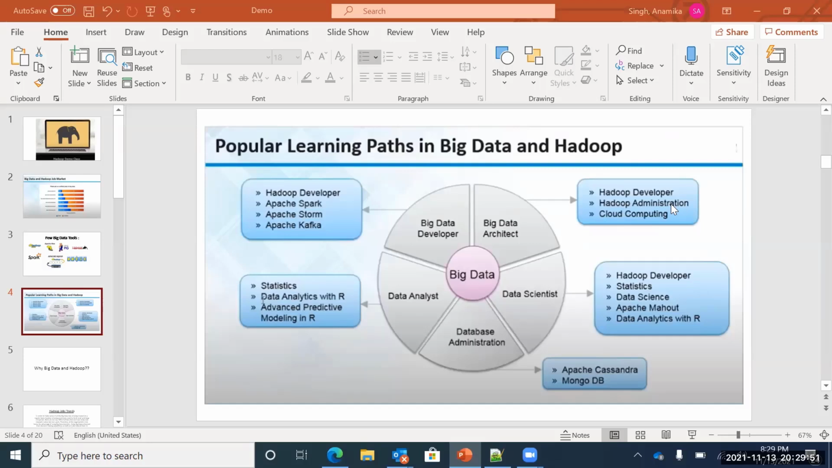And again we can go for administration if we are more interested in that, or if we do not want to touch any programming skill set and are not able to make those efforts, of course we can choose that. Cloud computing is a good thing if we know that. Then we have data science, machine learning, AI, ML, so multiple things are there.